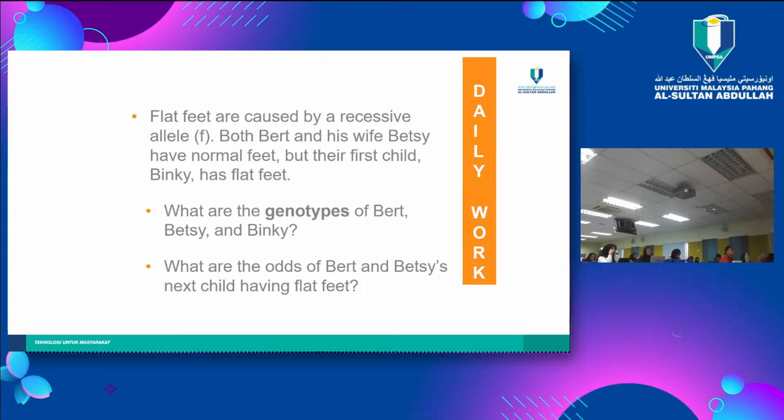So flat feet are caused by recessive alleles. So if Bert and his wife Betsy have normal feet, but their first child Blinky has flat feet, what are the genotypes of Bert, Betsy, and Blinky? So first, you need to draw up. So we know that f is the recessive, so it means to have flat feet, you need to have a homozygous recessive.